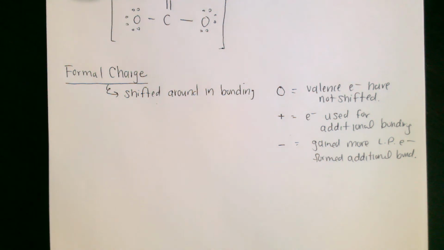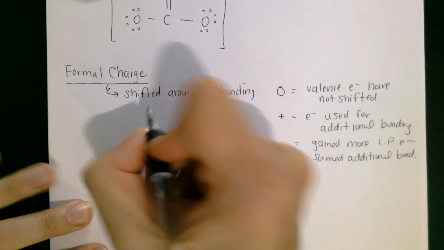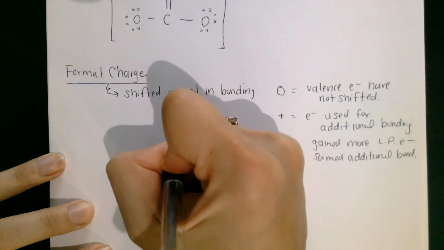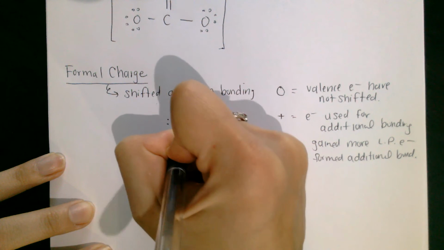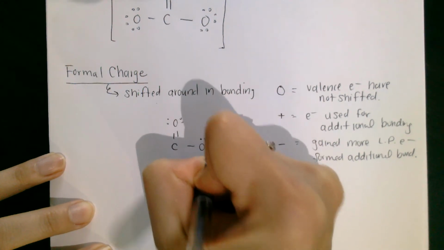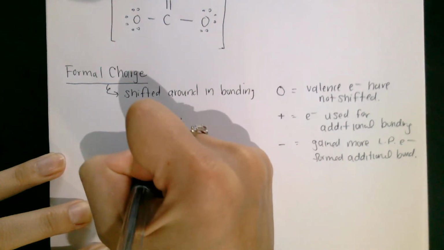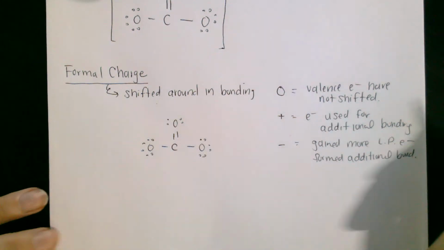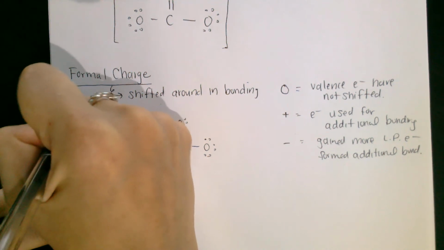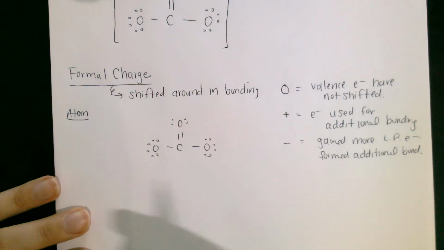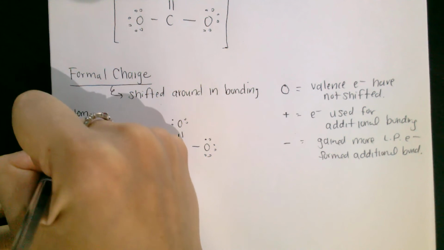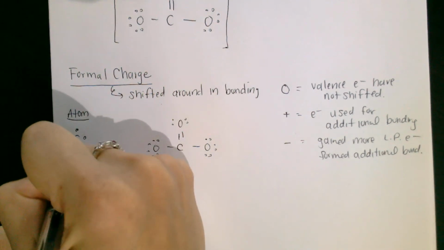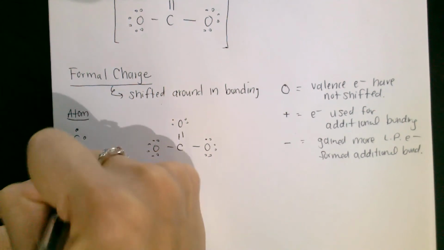Okay, so let's take a look at what that means. We're going to use carbonate as our example. So I'm going to put that right here again. I'm going to draw it a little bit smaller to give me some room to work. What we're essentially doing here is comparing it to the original atom. If we look at the atoms, carbon has 4 valence electrons, so 1, 2, 3, 4. Oxygen has 1, 2, 3, 4, 5, 6.